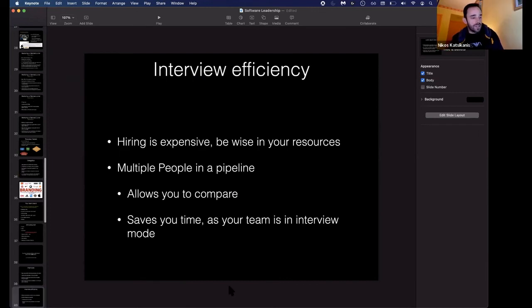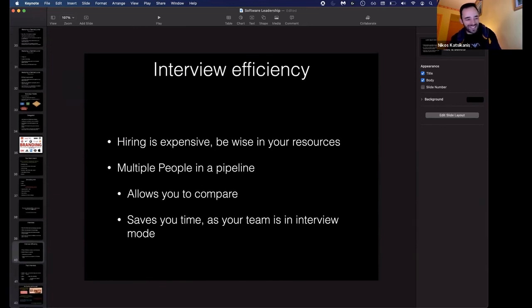Okay, so the next slide, interview efficiency. Hiring is expensive, be wise in your resources, multiple people in the pipeline. Yeah, these slides can take a lot of time to do properly. Every client's different, every company's different, everyone has their processes. But I'm just giving you my raw opinion here.